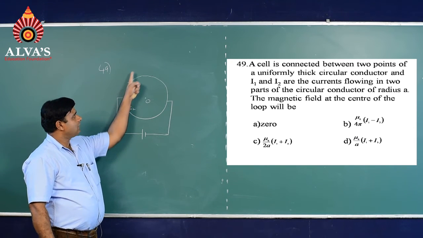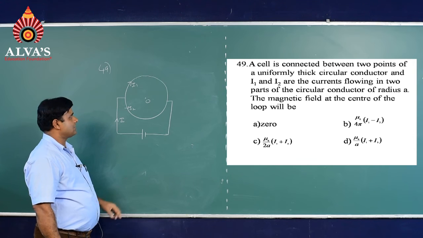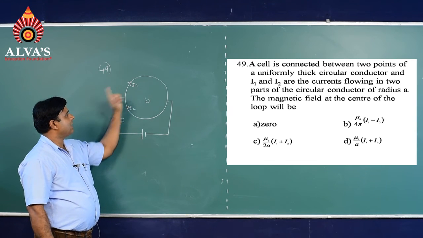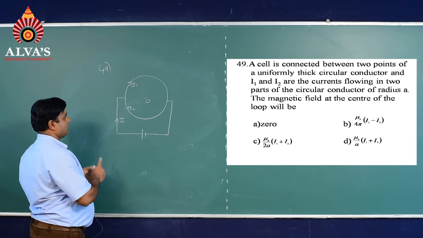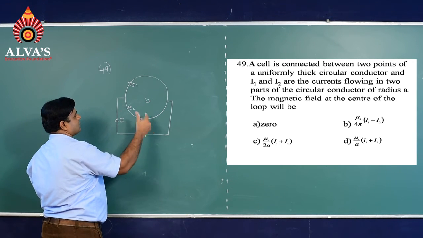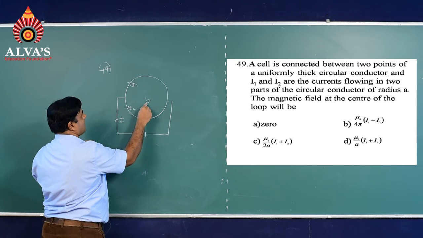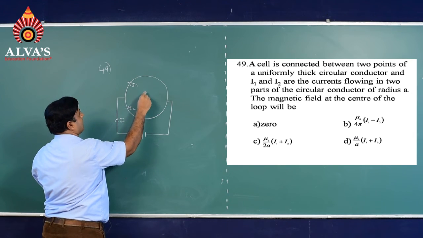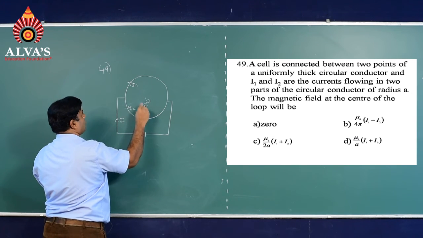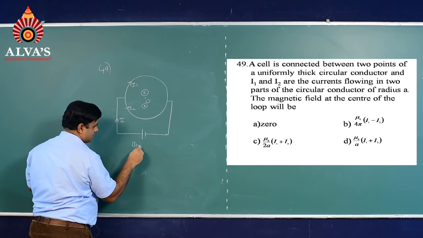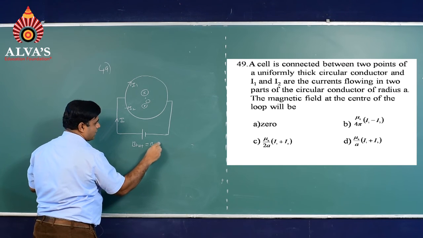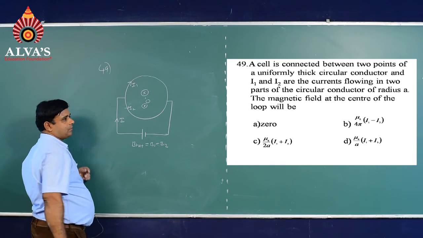You can consider this as the 2 arcs. Since the current directions are opposite, they should produce magnetic field in the opposite direction. Here current is flowing in this direction, produces field outward. Here the field should be outward, here the field should be inward. So, the resultant field is nothing but B1 minus B2.